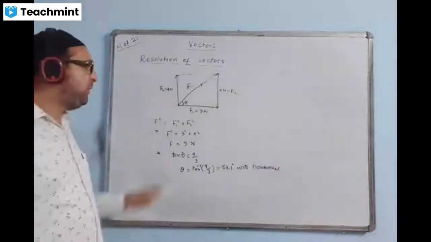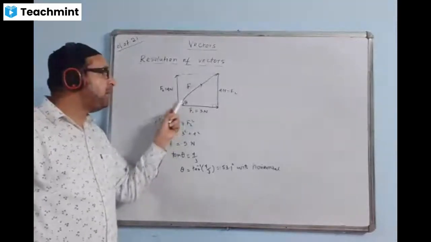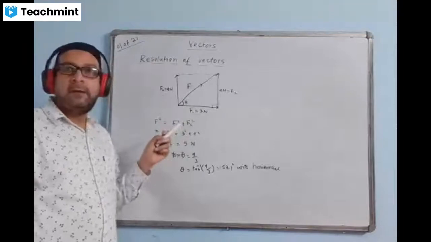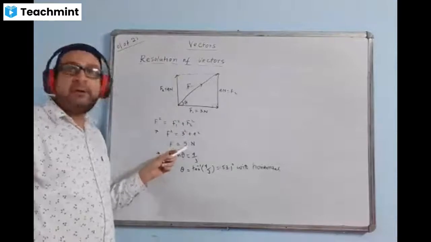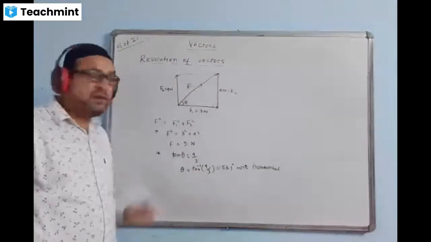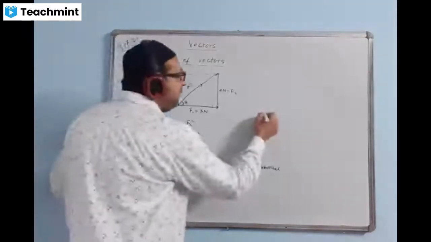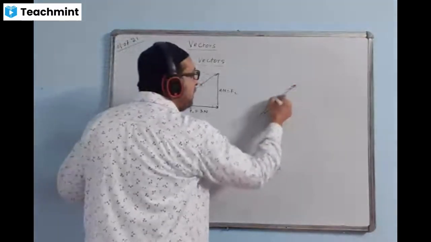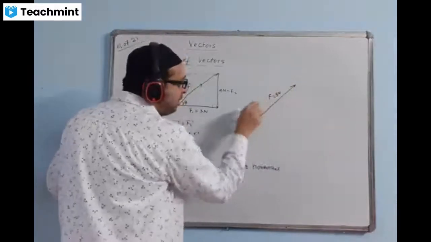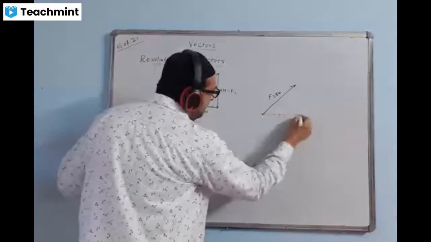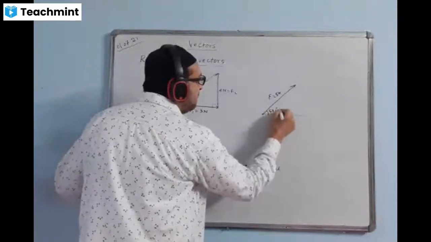The situation is two vectors we had, 3 Newton and 4 Newton, making an angle 90 degree with one another. Angle between F1 and F2 were 90 degrees. So magnitude of resultant will come 5 Newton, and direction of that resultant will come 53.1 degree. Let us take it the otherwise. I have a force F of 5 Newton, and this force F is making an angle 53.1 degree here. This is the value of theta.